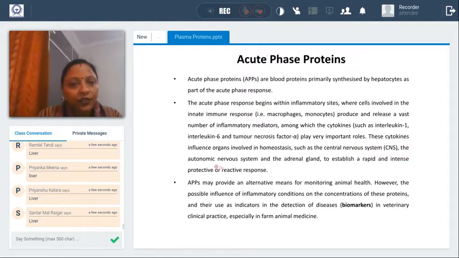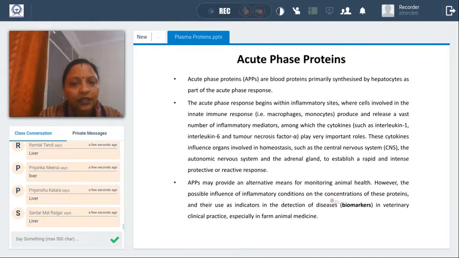These cytokines influence organs involved in homeostasis, such as the central nervous system, autonomic nervous system, and the adrenal gland, to establish a rapid and intense protective or reactive response. I just said this in the previous slide.